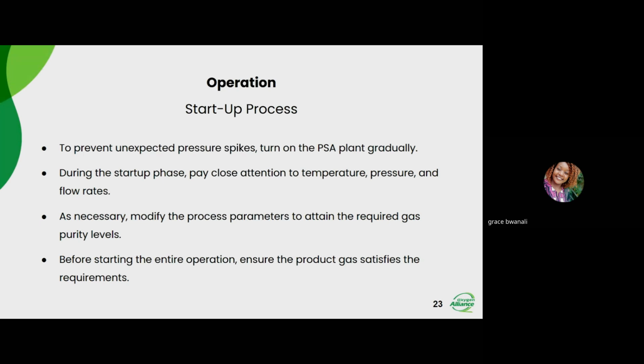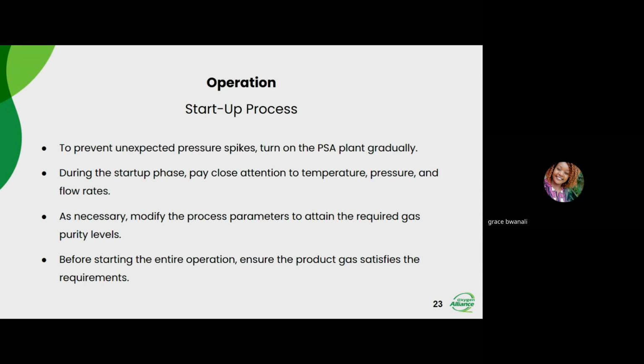So we turn on the GPRS battery, also switch on the UPS if we have it. After that, we turn on the compressor power supply, and then we check if we have the touch panel. That's where we turn on the compressor power supply. After that, the compressor starts running. When this is happening, we have to make sure that we are paying close attention to values like temperature, pressure, flow rates.